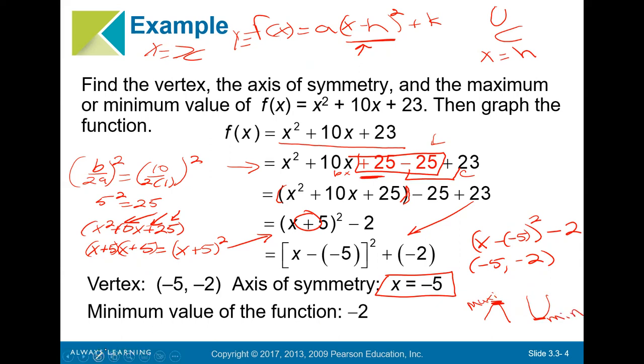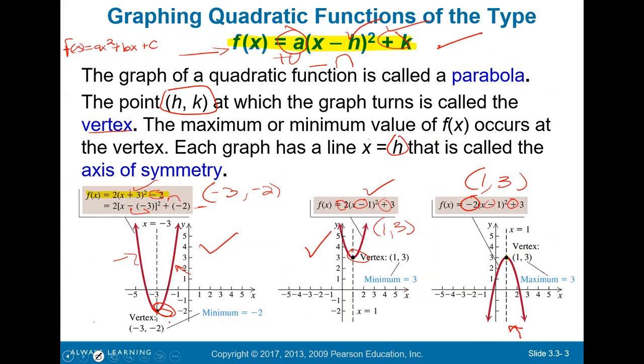So let's look at the other slide again. If I was to tell you this minimum or max, well, I agree it's a minimum because it's opening upward, and the minimum value is going to be whatever y is. In this case, it's negative 2. Over here, it's opening downward, so I'm going to have a max, and it's going to be y is equal to, in this case, 3.